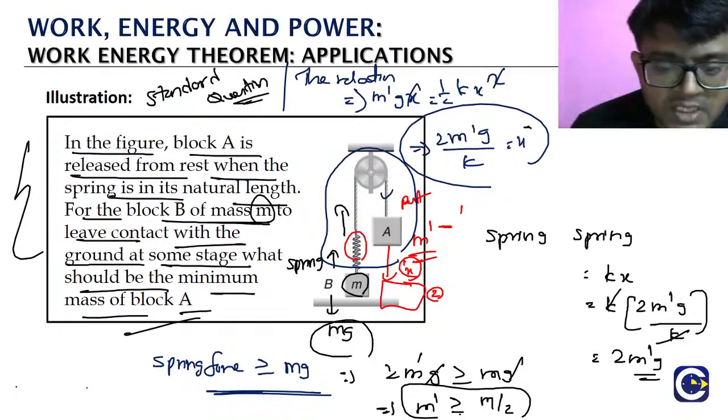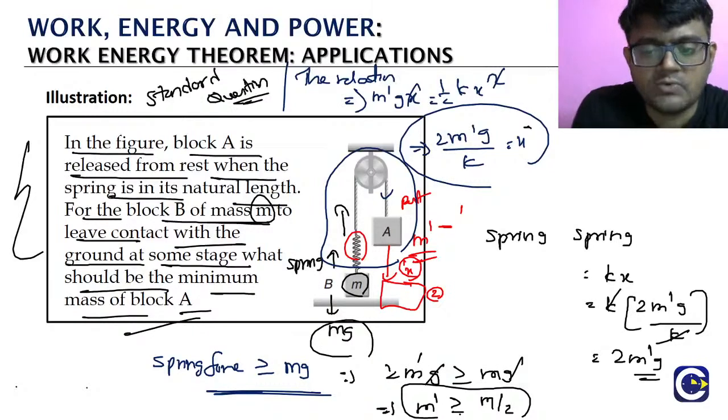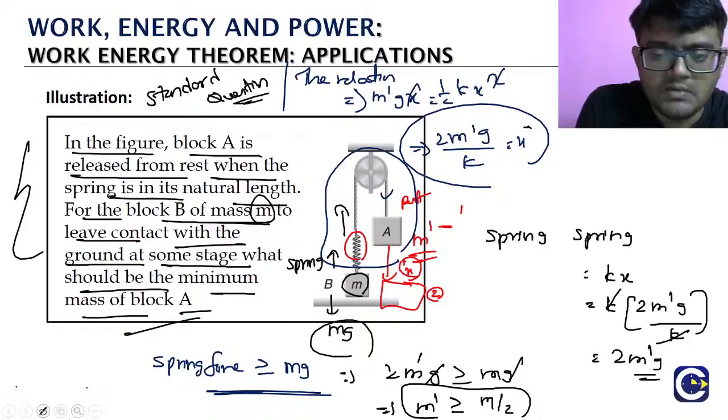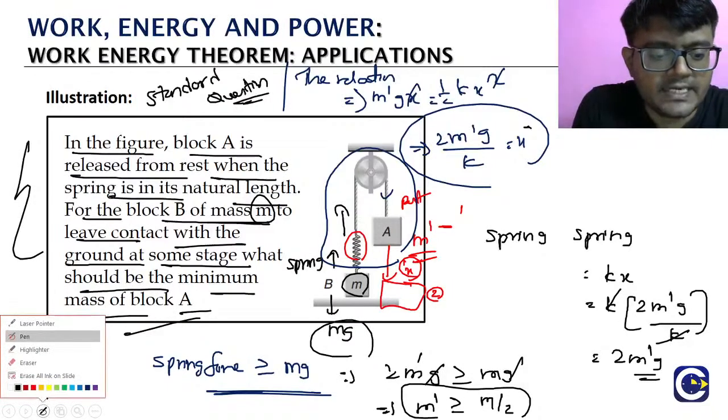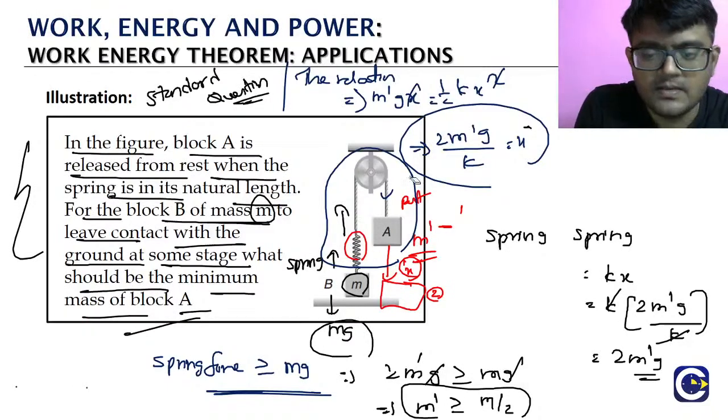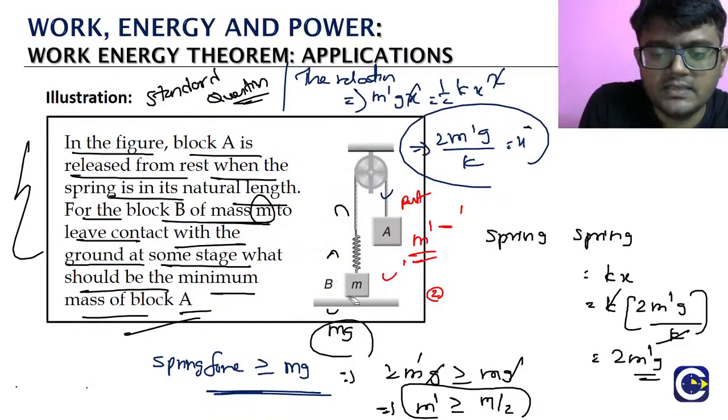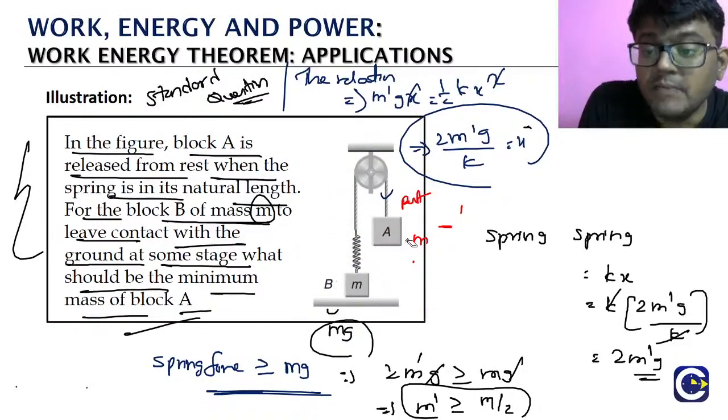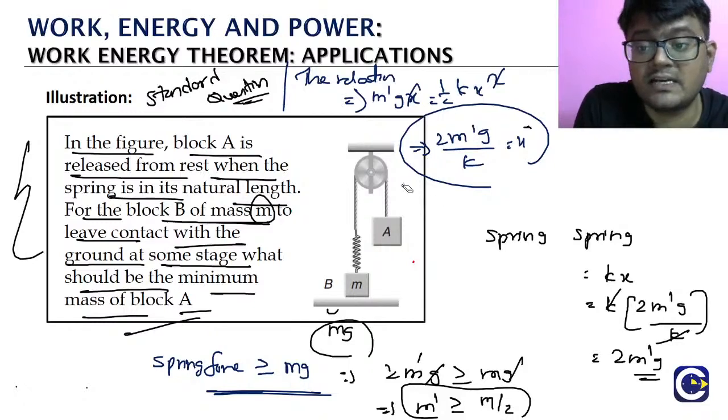Okay va? So this is another very standard question. On one side you will have a block, and on the other side you will have a spring connected to another block. So what is the condition we are looking for? The minimum mass of A. This is a standard result.